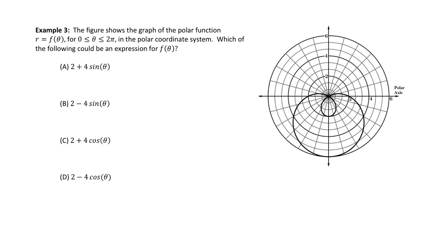It says here, the figure shows the graph of the polar function r equal to f of theta between 0 and 2 pi in the polar coordinate system. Which of the following could be an expression for f of theta?